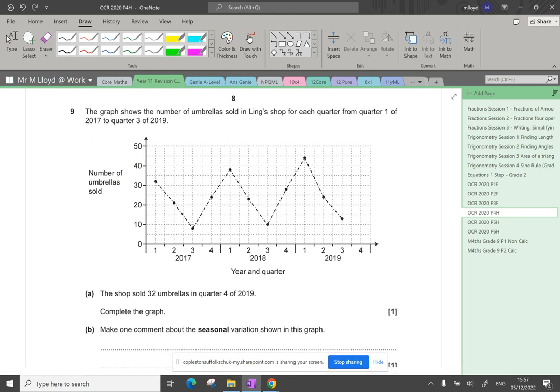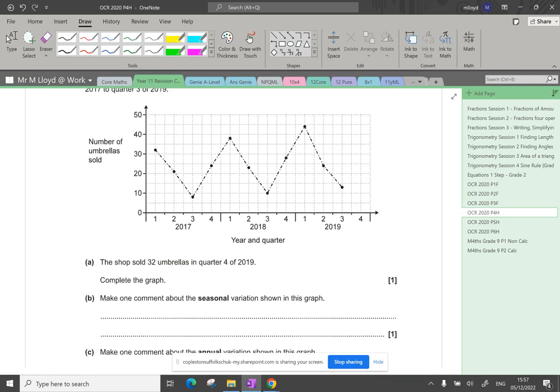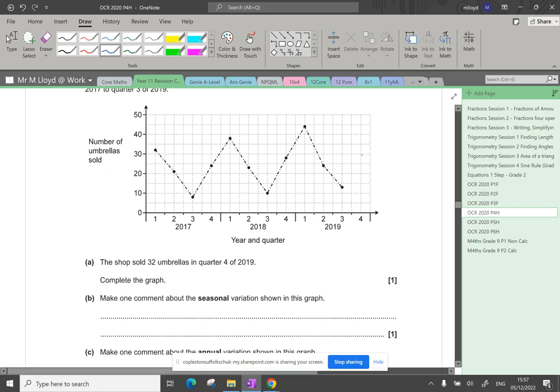The graph shows the number of umbrellas sold in Ling's shop for each quarter from quarter 1 of 2017 to quarter 3, 2019. The shop sold 32 umbrellas in quarter 4. Complete the graph. So quarter 4, 32 umbrellas. Now the midway point is at 35, so it's going to be just there. And then that's going to be joined up. And that would be a straight line with a ruler in the exam. Okay. Right, happy with that.